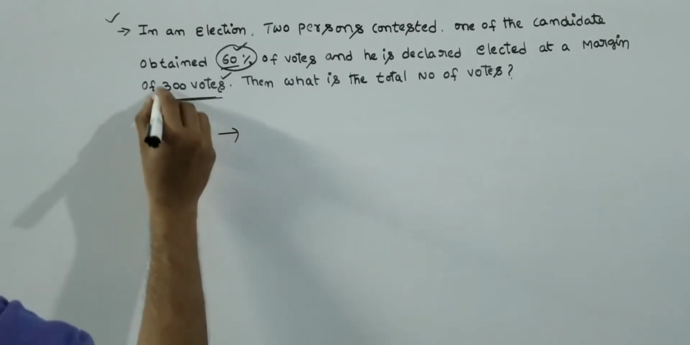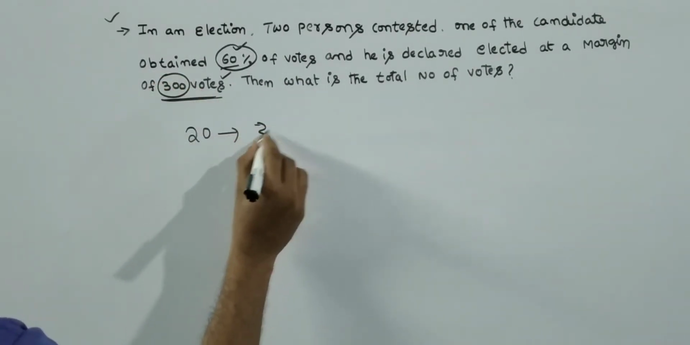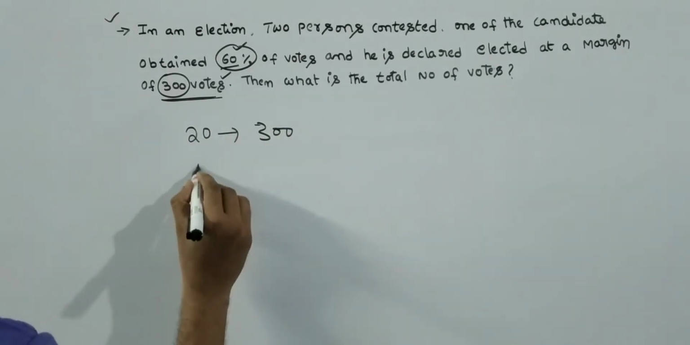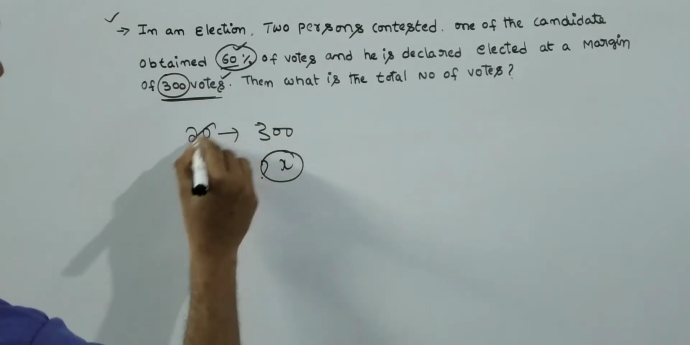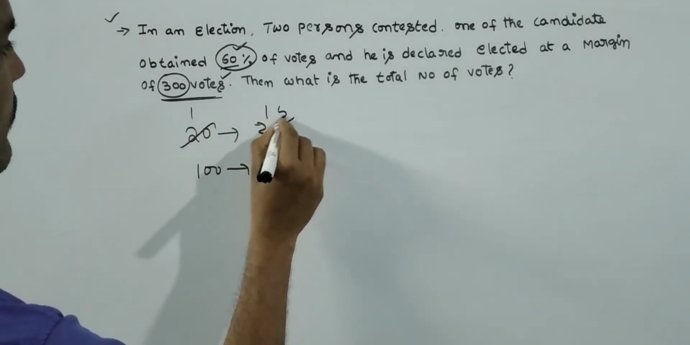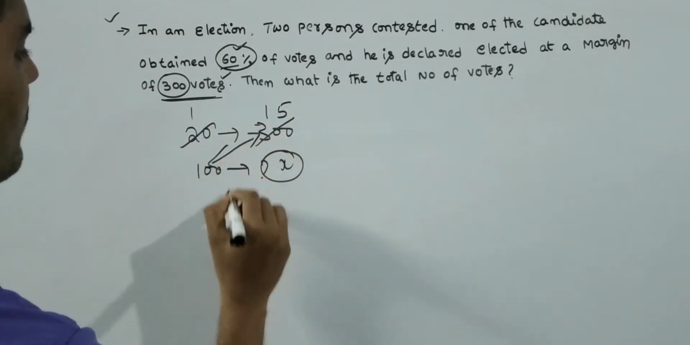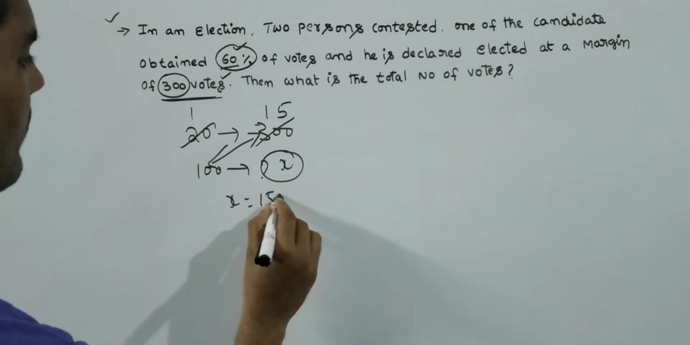Here, what is the difference between the votes? 300. Then 20% is 300. Then 100% is how much? So it is x. Go for cross multiplication. x equals 1500.